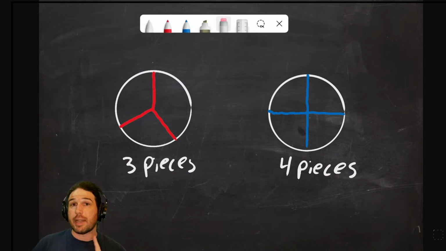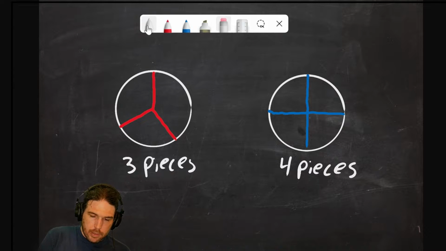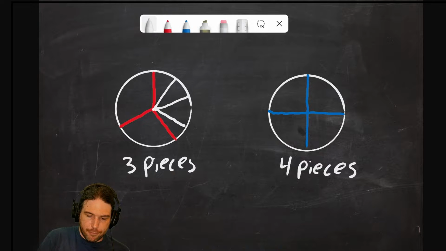Now, we're going to talk a little bit later on how exactly I decided to do this, but because this right pizza is cut into 4, I'm going to take each of the 3 pieces of this 3-piece pizza, and I'm going to cut it into 4. So I'm going to go cut it in half, cut each half in half.